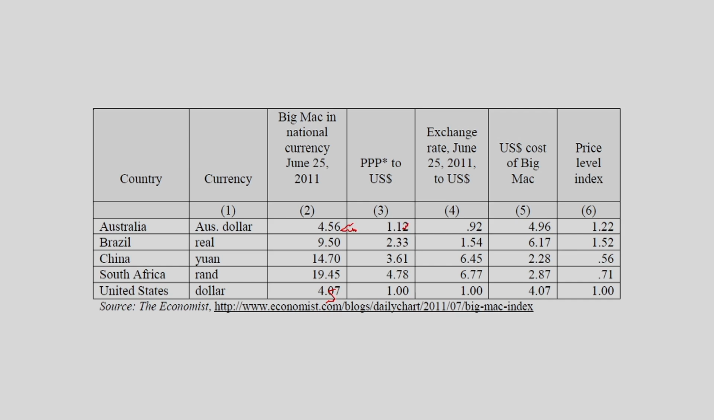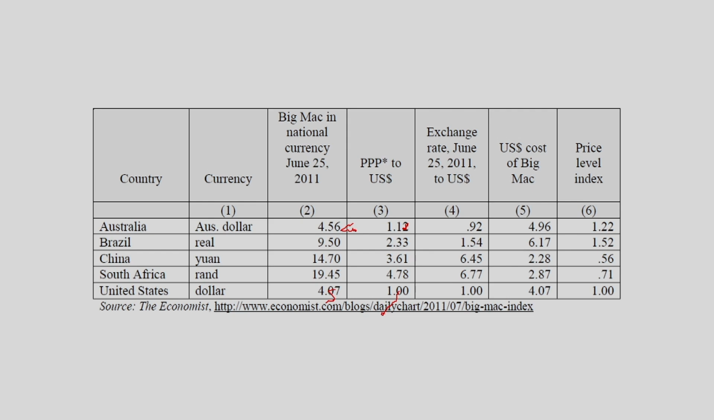This means that a consumer pays 1.12 Australian dollars to make a purchase in Australia that would cost $1 in the United States. So column 3 provides the PPP for other countries to the USA. To understand their full meaning, these PPPs have to be put into the context in which they are used. Column 4 shows the exchange rate of each country's currency to the USA.